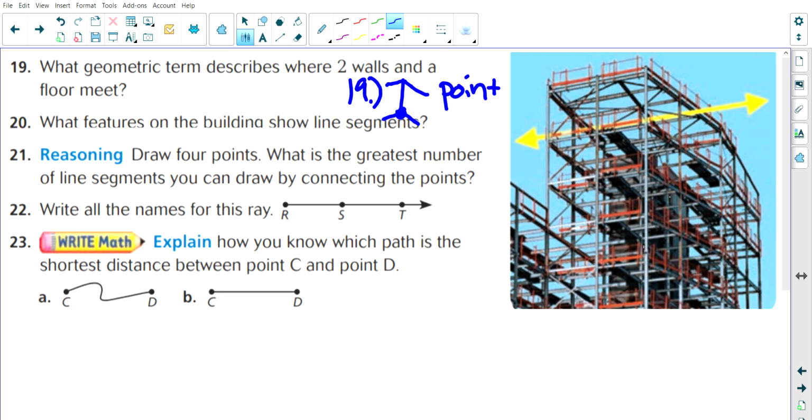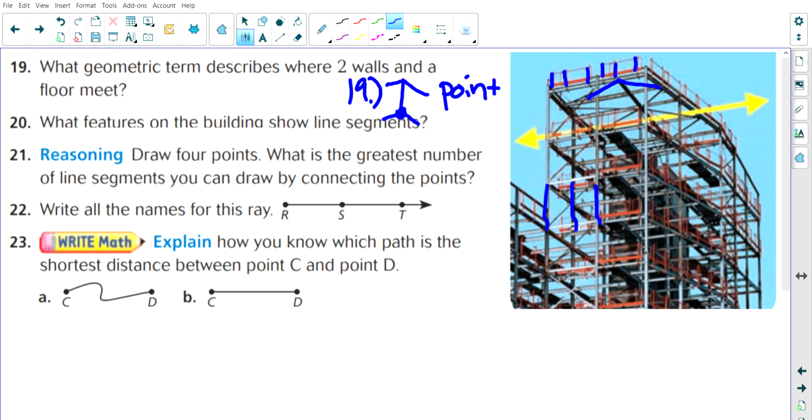So now let's take a look at the picture for number 20. What features on the building show line segments? So we see a lot of lines on here. So which ones would be line segments? Well, there's a lot of them. I see these red bars at the top. Those are all line segments. I see lots of cross beams. Those are line segments. I see lots of support beams. Those are all line segments. Lots and lots of line segments on number 20. We don't need to write that down, but those would be all line segments.